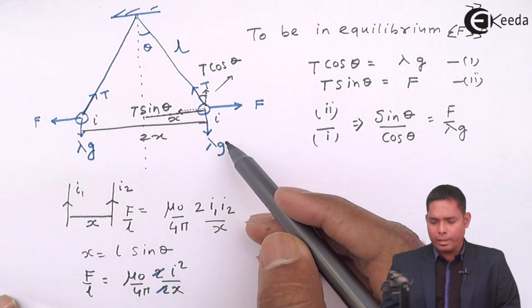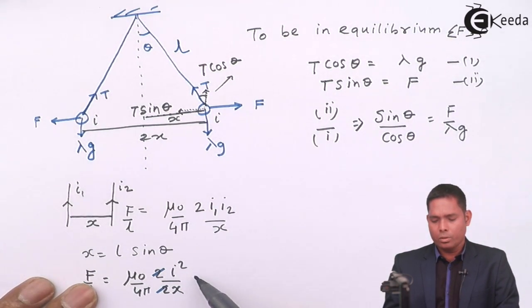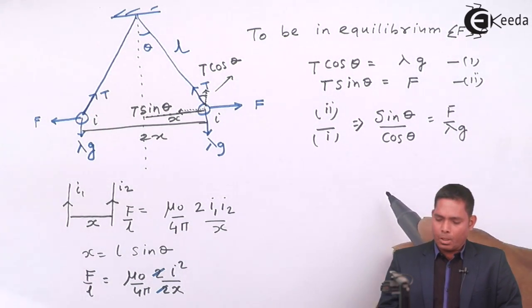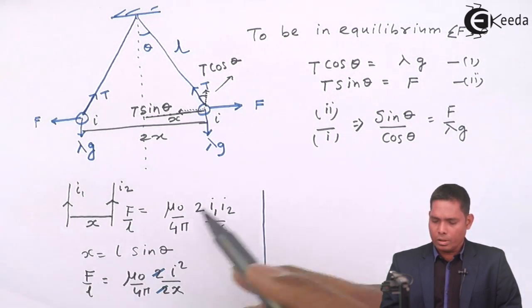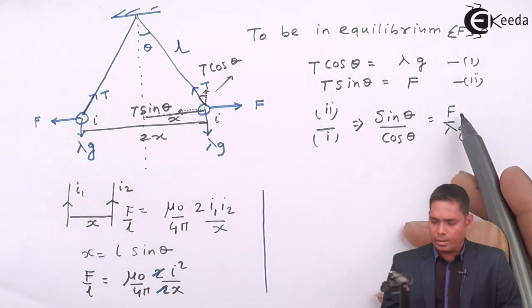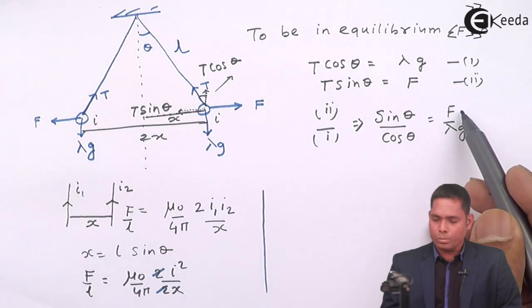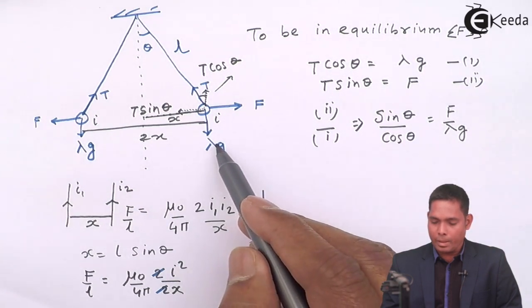So this L I am not writing here, and this L I am not writing here as well for this force. Okay, so that will cancel out. So now let us substitute this value of F here. Again I am repeating that this F is actually force per length, because this is M. Actually this should be lambda into L.